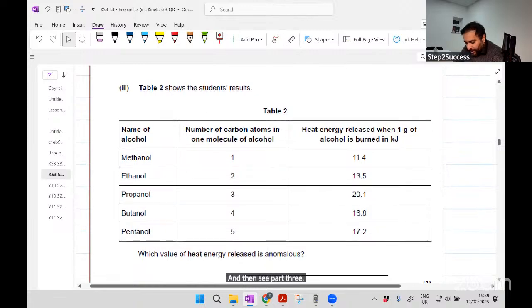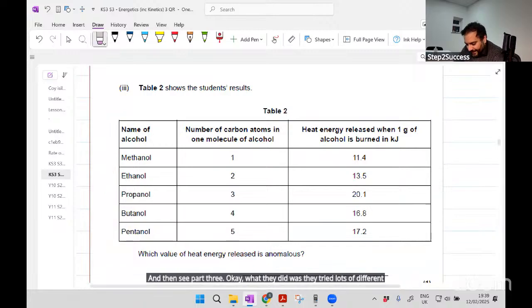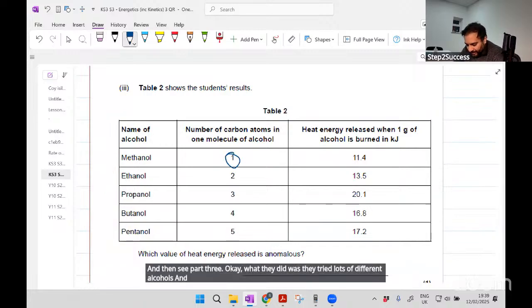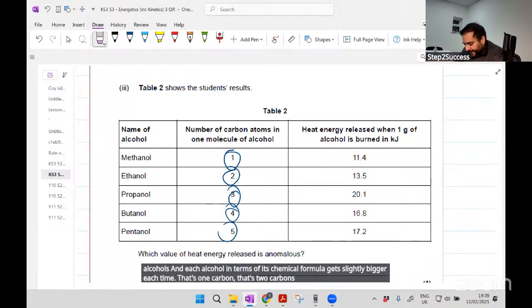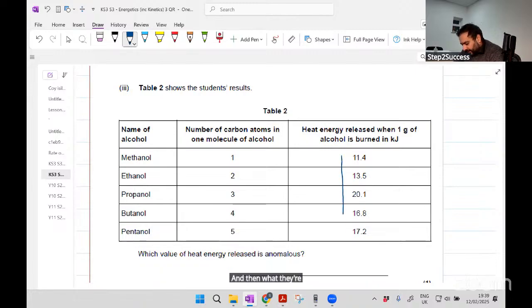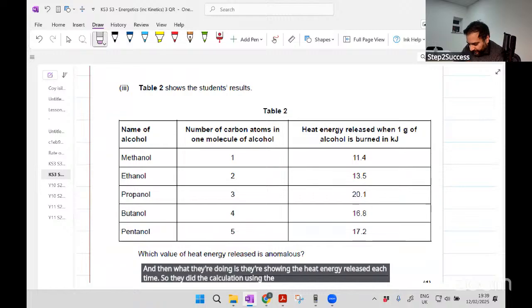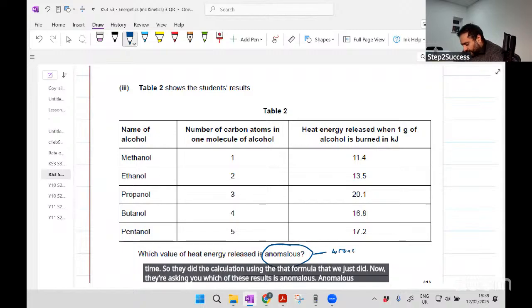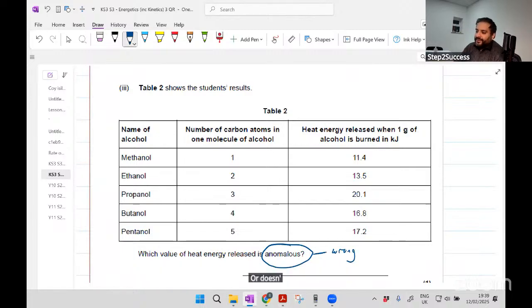Okay. What they did was they tried lots of different alcohols, and each alcohol, in terms of its chemical formula, gets slightly bigger each time. That's 1 carbon, that's 2 carbons, 3, 4, 5. And then they're showing the heat energy released each time. So they did the calculation using that formula that we just did. Now, they're asking you which of these results is anomalous. Anomalous basically means wrong or doesn't fit the pattern, or something has gone wrong to suggest that has happened.